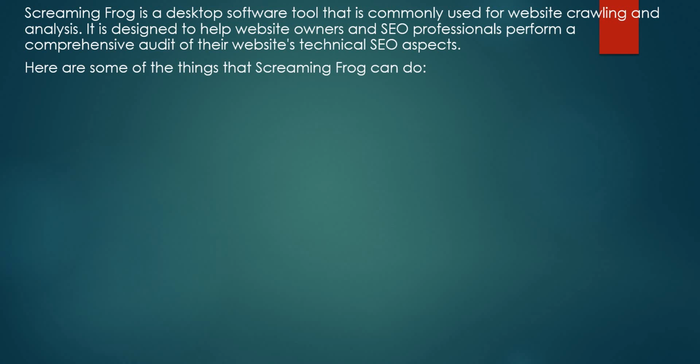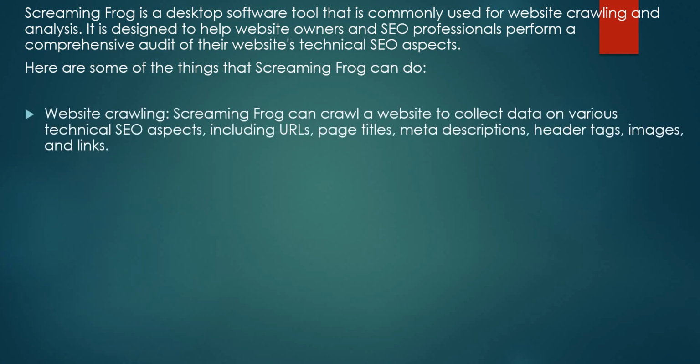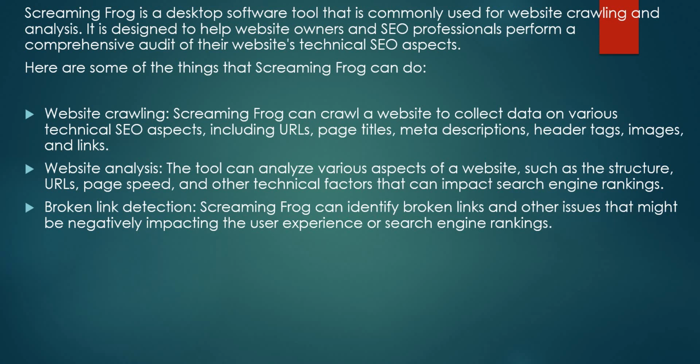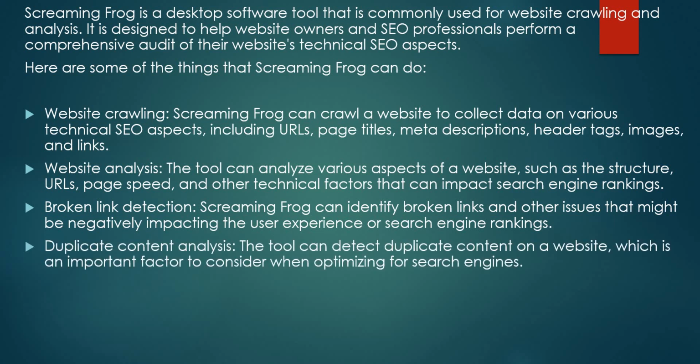So here are some of the things that Screaming Frog can do. It'll help you with website crawling. Screaming Frog can crawl a website to collect data on various technical aspects, including URLs, page titles, meta descriptions, header tags, images, links, hreflangs, basically every single thing that's out there. It will help you in website analysis, analyzing the structure of a website, the page speed, and other technical factors. It'll help in broken link detection. So it'll help you identify those broken links and other issues that might be impacting your SERP ranking. And it'll also help in duplicate content analysis.